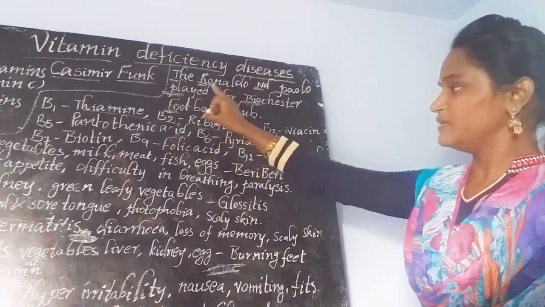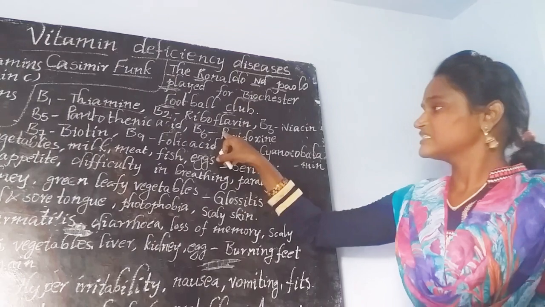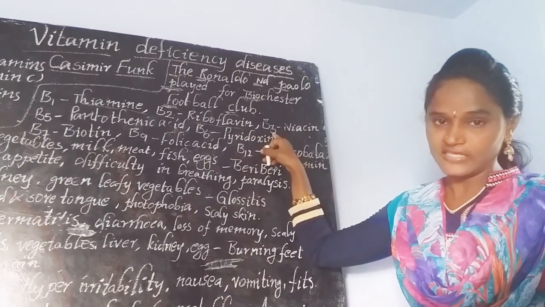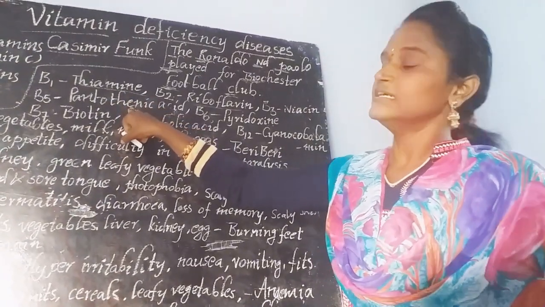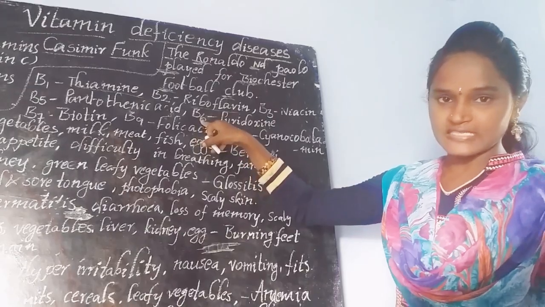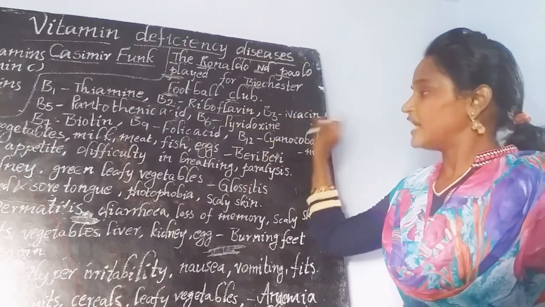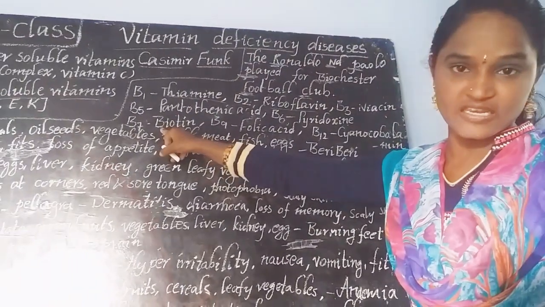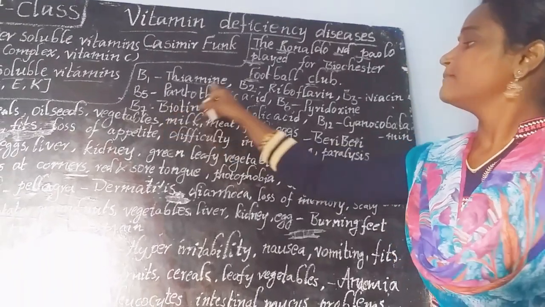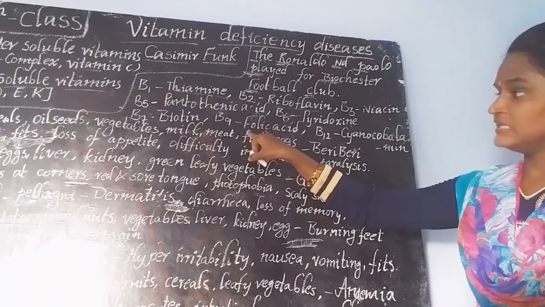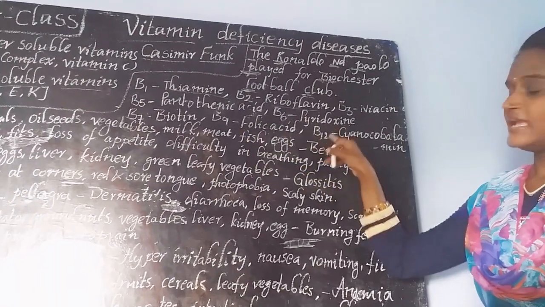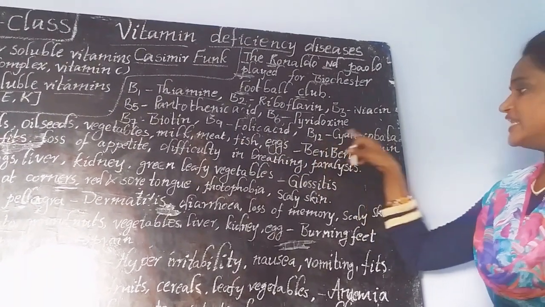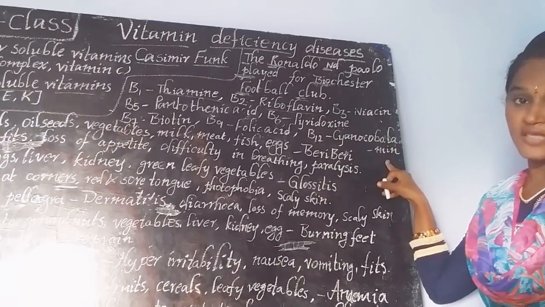The scientific name of B2 is riboflavin. The scientific name of B3 is niacin. The scientific name of B5 is pantothenic acid. The scientific name of B6 is pyridoxine. And the scientific name of B7 is biotin. The scientific name of B9 is folic acid. And at last B12, it indicates cyanocobalamin.